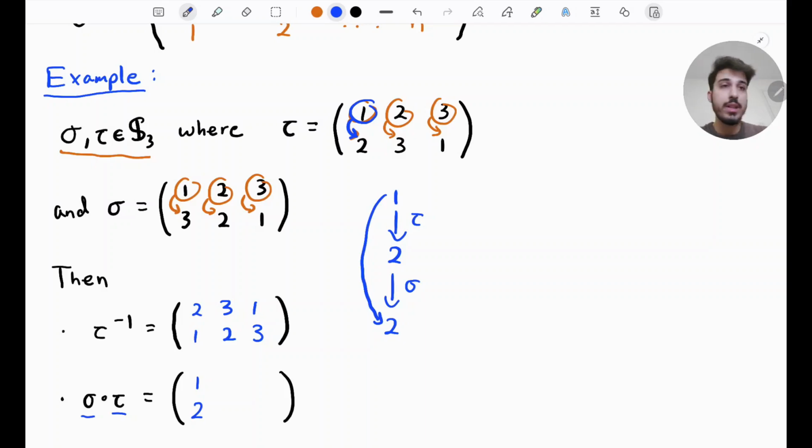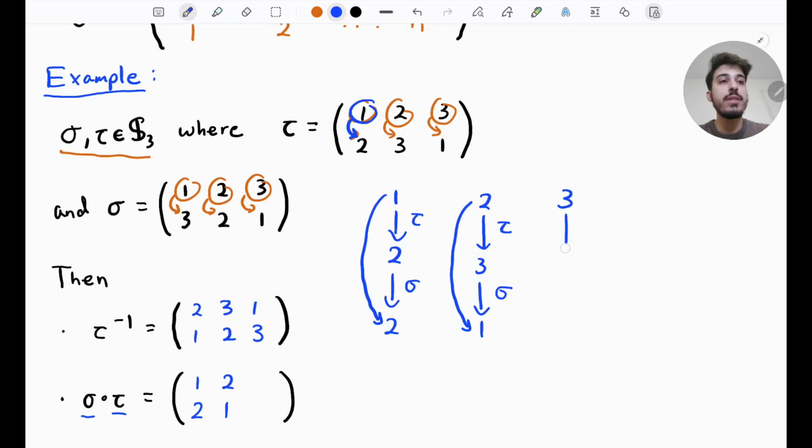Let us look into the other elements. We have that tau sends 2 to 3, and sigma sends 3 to 1. So the composition, sigma tau, sends 2 to 1. Let us look into the element 3. Tau sends 3 to 1, and sigma sends 1 to 3. So at the end of the day, 3 only goes back to itself.